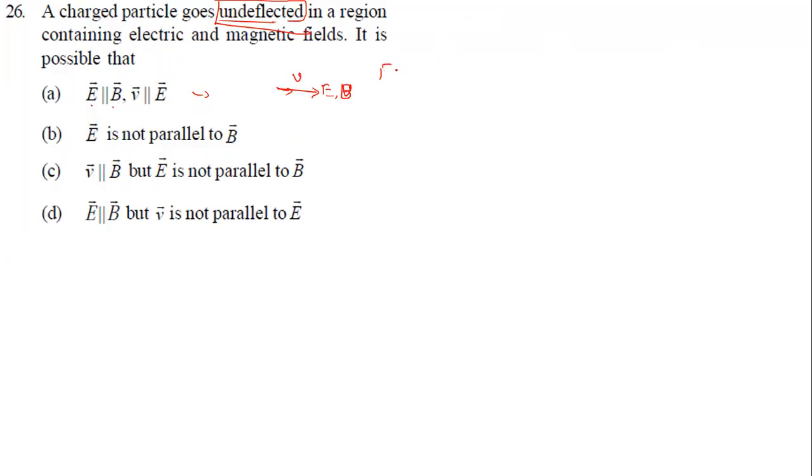So electric force becomes what now? Zero. Magnetic force becomes what now? Zero. Since both the forces are zero, the particle goes undeflected. You're getting the first option now. E is parallel to B and V is parallel to E. So since all are in the same direction, the particle can go undeflected. First option is the right answer.